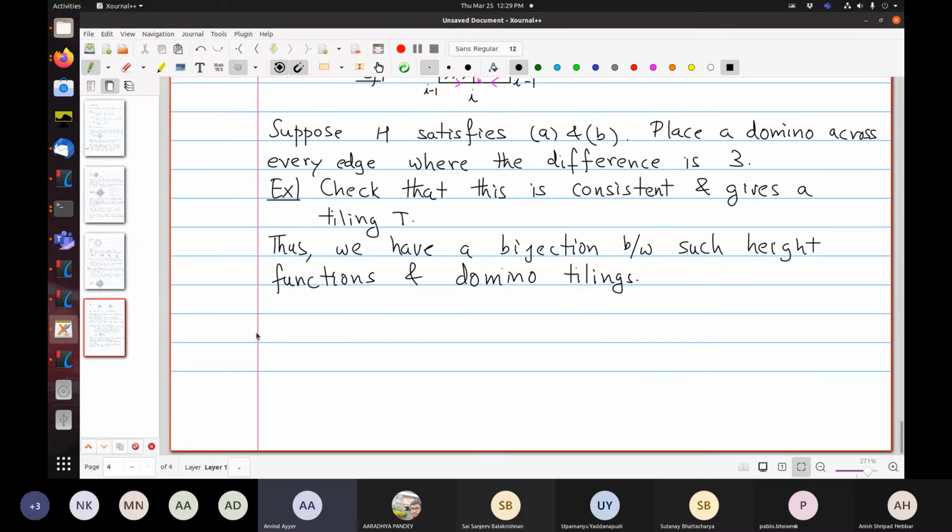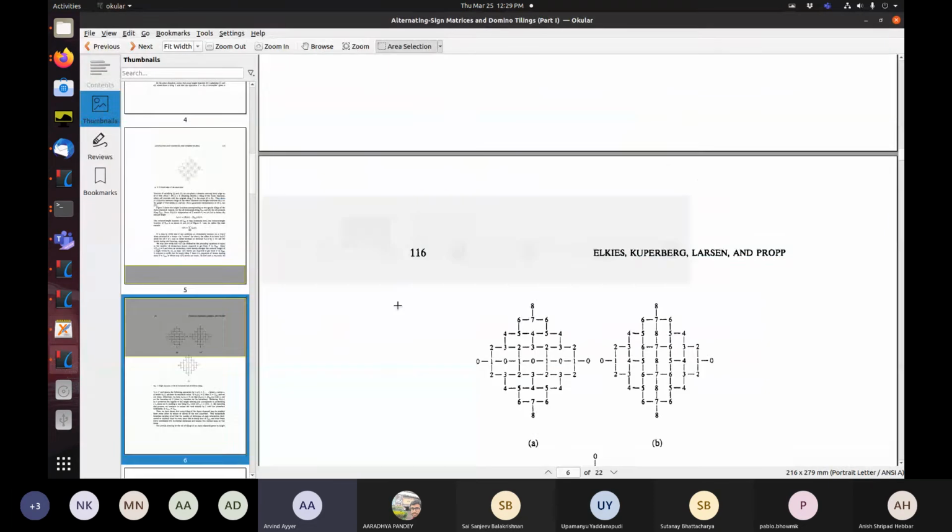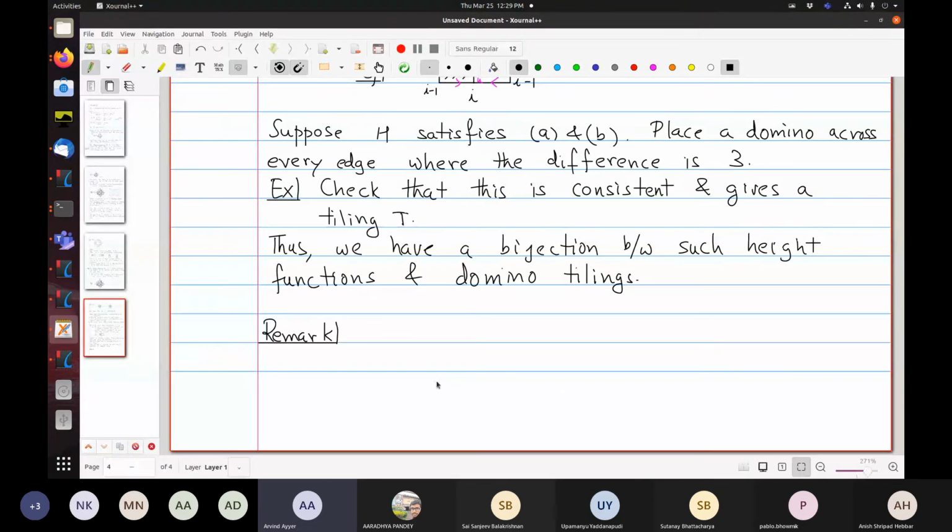So I should make a remark here. Underlying this definition, I mean, why did people think about, why do you want to associate a height function? So there's a key idea here, a sort of deep idea here. The deep idea here is due to Thurston.